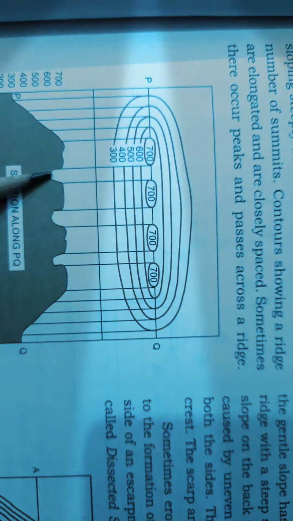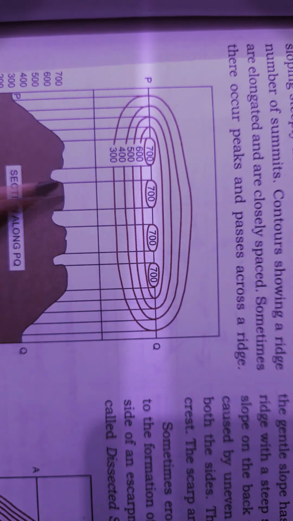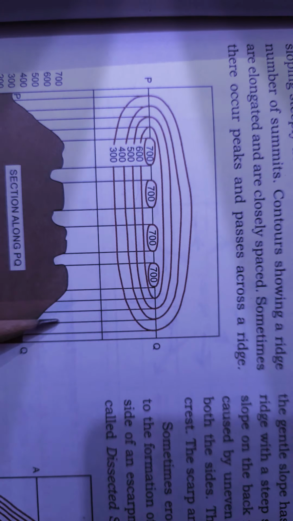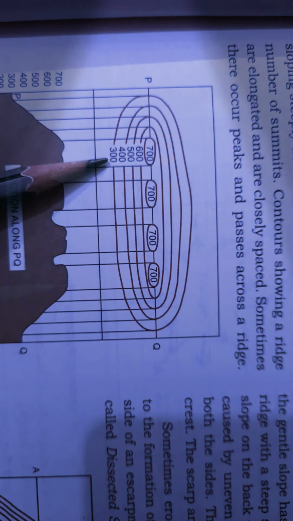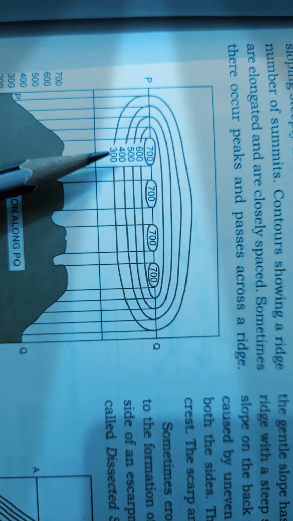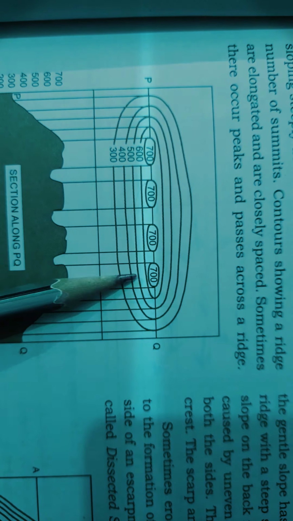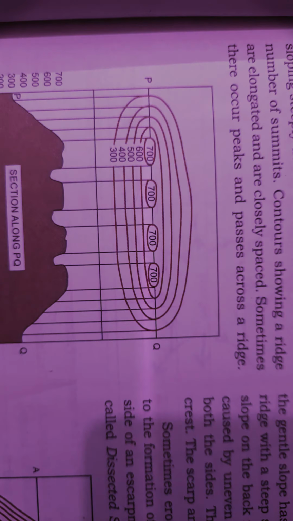Hilly area, again there is some valley like this, then summit, then valley, then flat portion, plateau or anything. So such features are called a ridge. And how can we identify it through the contours? By the spacing of the contours and shape like this. Then this is called the ridge.